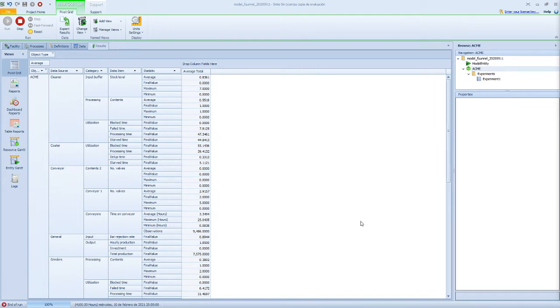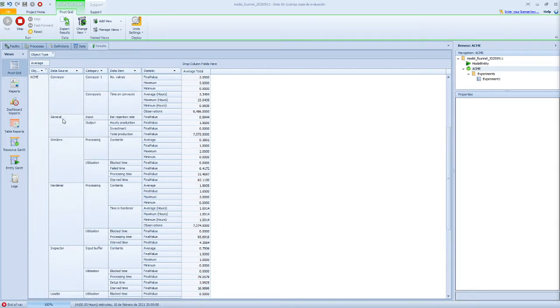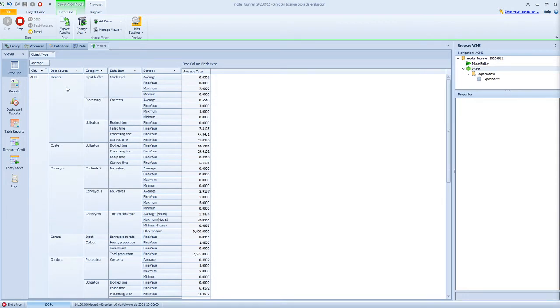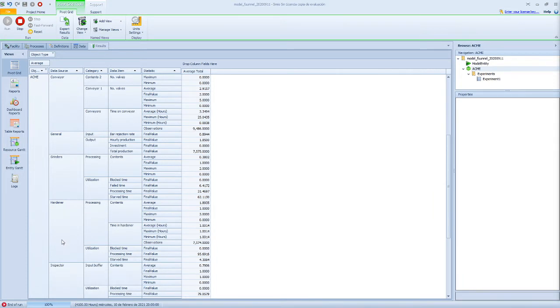So these are the results when we do not invest in our system, and we can check how things went. And we check every single process of our system. Okay, we have this pivot table, and we have elements of information for the cleaner, for the coater, the conveyor. There are some general elements of information, grinders, hardener, and so on.